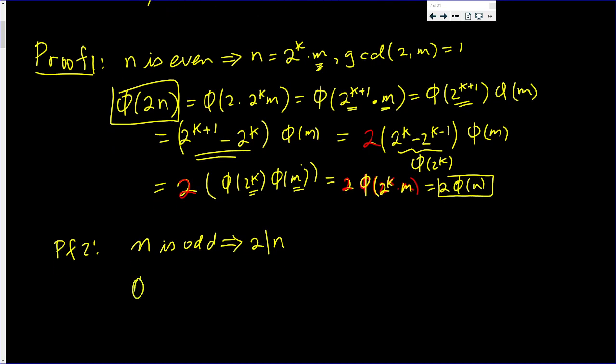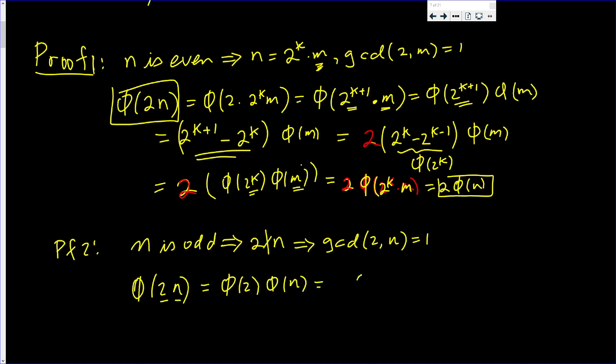Okay, so we have phi of 2n. 2 does not divide n. Since 2 and n are relatively prime, the GCD of 2 and n is 1, I can just say this is phi of 2 times phi of n. There's the phi of n. What's phi of 2? Well, 1, 2. The only number that goes into 2 is 2. It's 1. Phi of 2 is 1. And 1 times phi of n is phi of n.